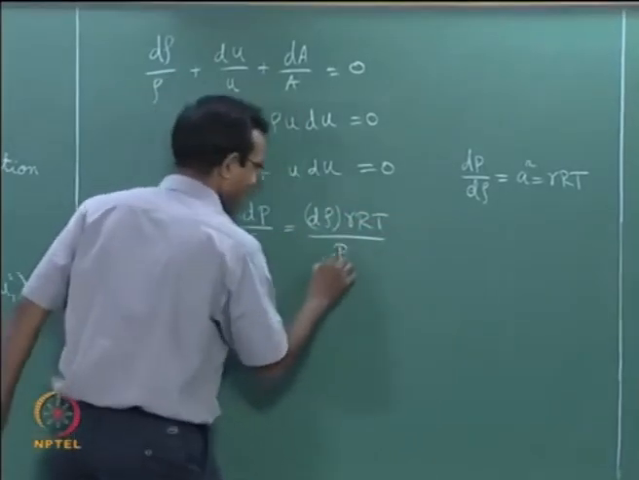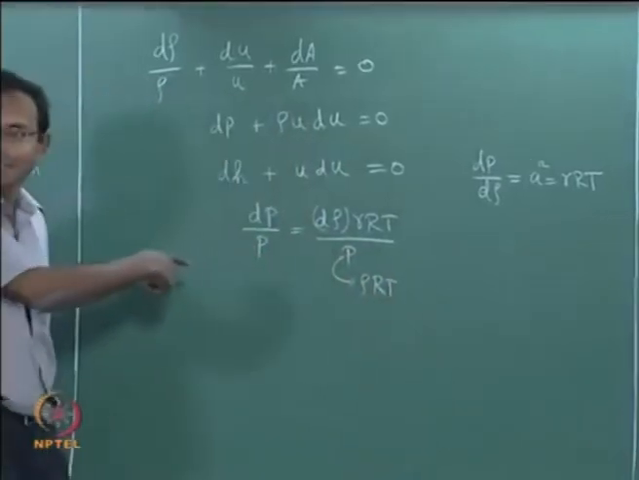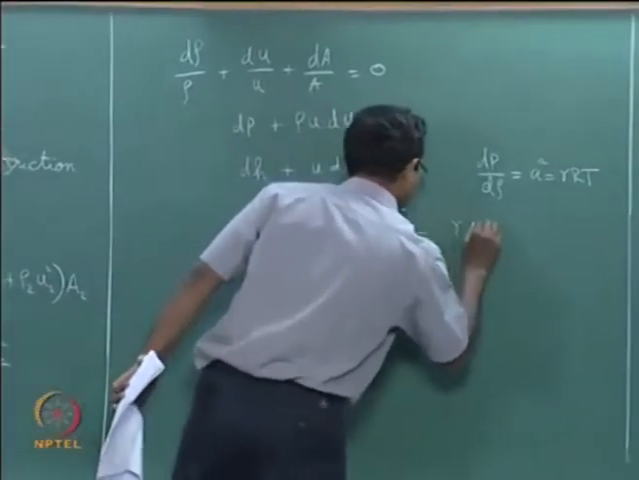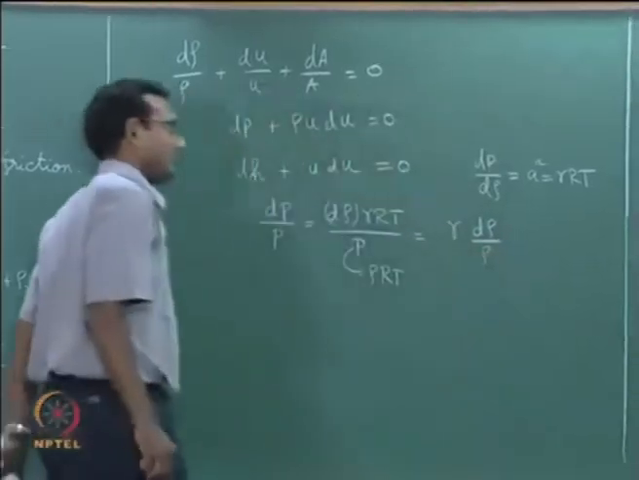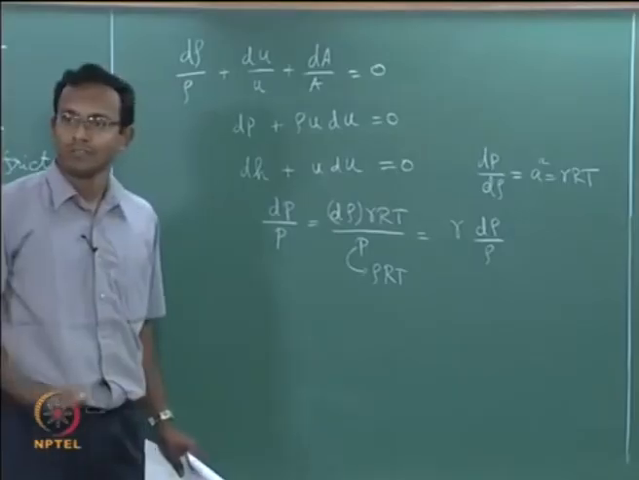Now P can be rewritten as rho RT. I am using the ideal gas law already inside. Now RT will get cancelled. I am going to have a form gamma d rho by rho. dP by P is gamma d rho by rho. That is the form we will use here.